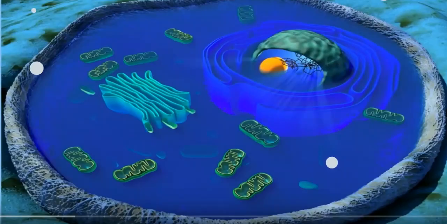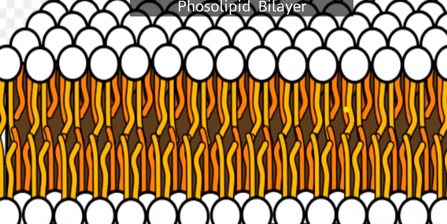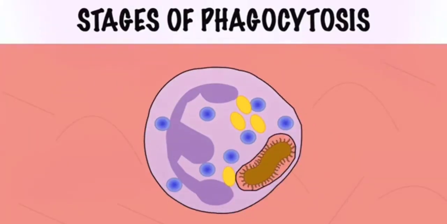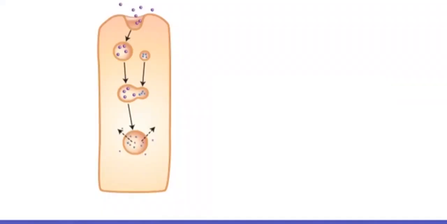You will also discover that substances like nutrients and excretions move in and out of cells by diffusion, osmosis, active transport, translocation, pinocytosis, and phagocytosis. The following are brief explanations of the processes. Phagocytosis is when a cell takes up solid materials in solid form. It is also referred to as cell eating.